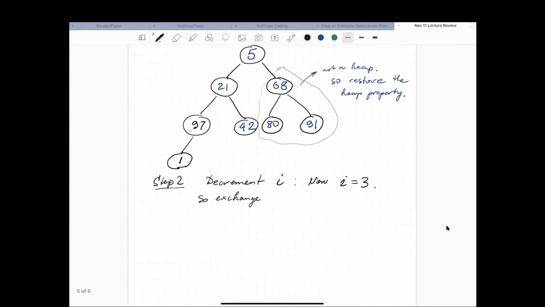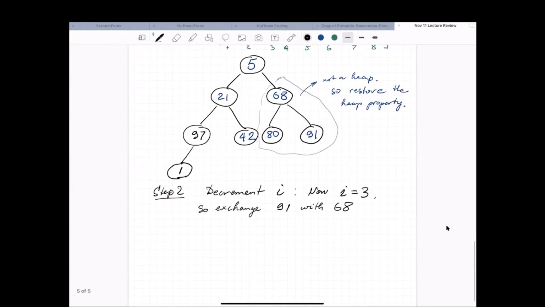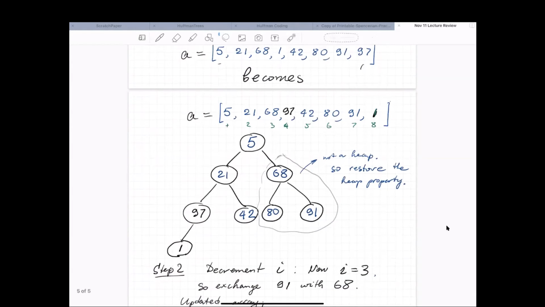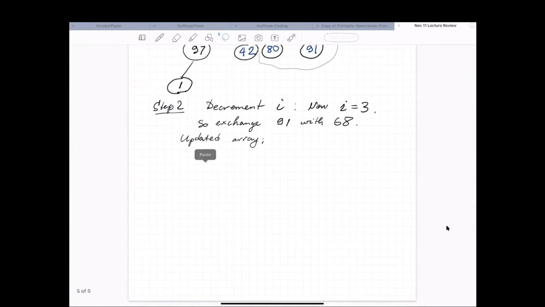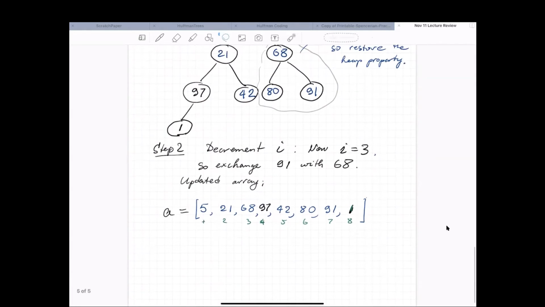So decrement I now, so exchange 91 with 68. Okay, so the updated array is now going to be, looks like this is taking a little bit more time, but that's okay. We can do graphs later. So what we'll do then, I have some time, we'll talk about what we'll do.